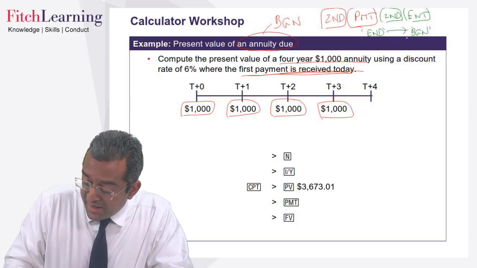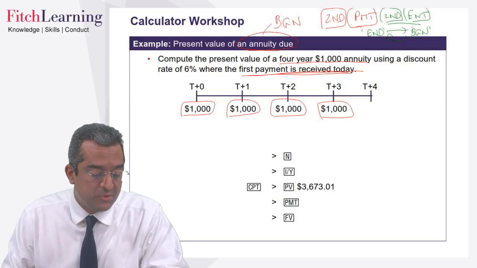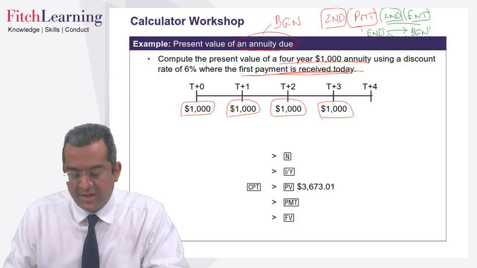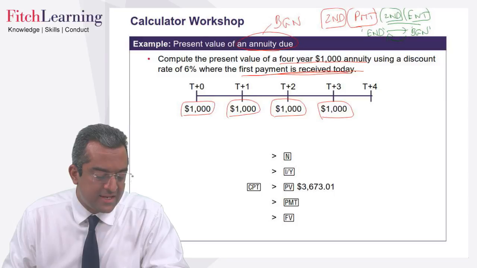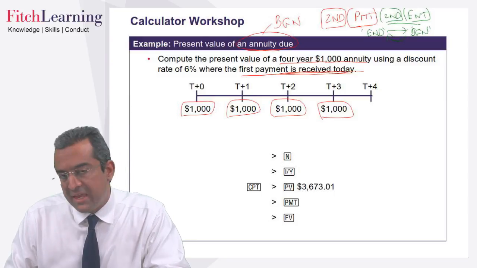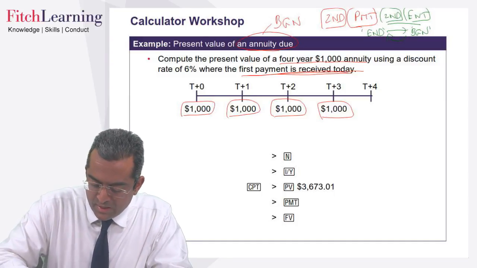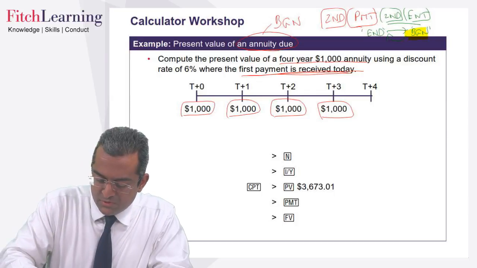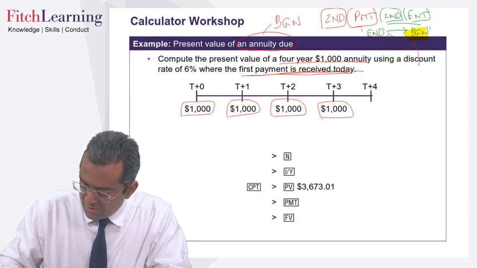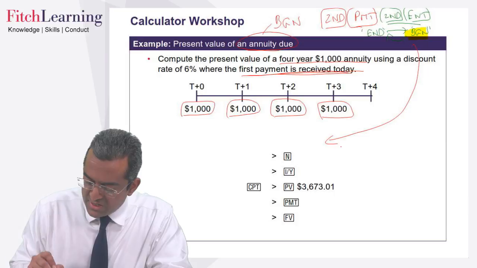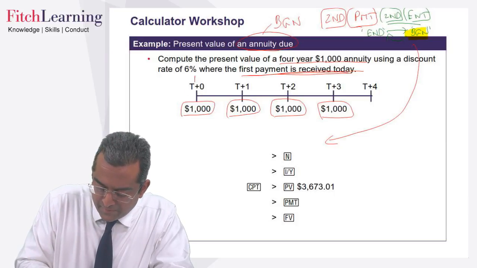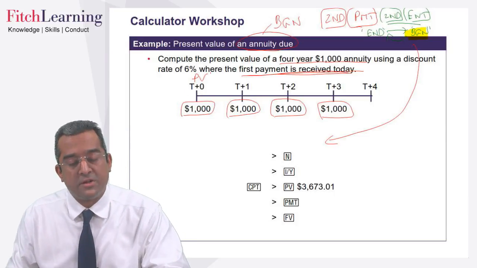And by the way, to go back to the end mode, you just press second enter again. If you want to just check, you can scroll between the two very easily. Second enter goes between begin to end to begin, right? But let's be in begin mode just for the time being, okay? Now if you're in begin mode, what I want you to do is to try the example which says, what is the present value? What is the PV of this product?